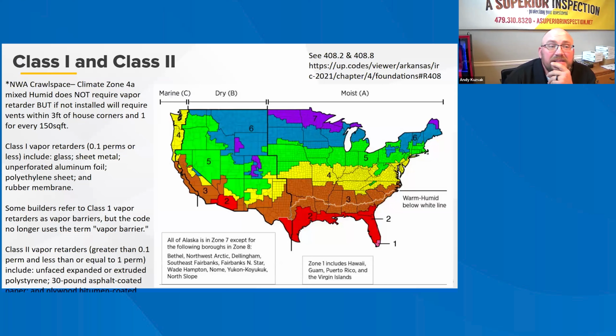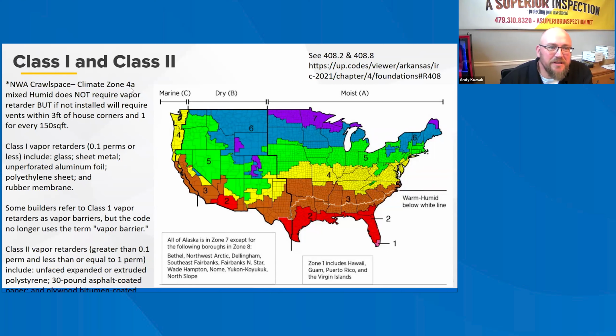All right, class 1 and class 2. So as I stated, I am in Northwest Arkansas, which can anybody see my mouse? See my mouse moving around? Yes, awesome. So you can see in my area, I am in this tiny little corner in Northwest Arkansas. This is Benton County. This is where I live. And I am in climate zone 4A.